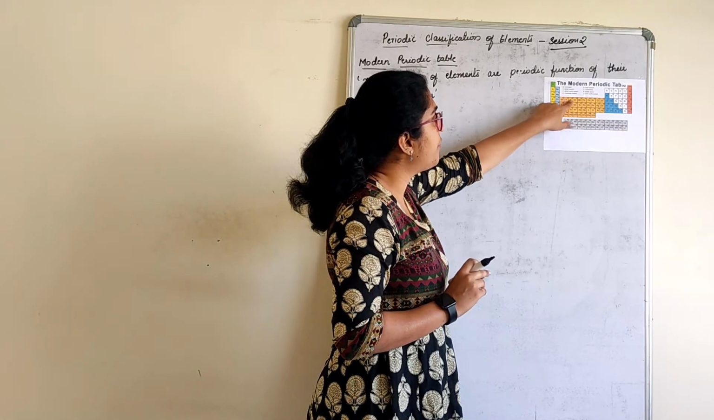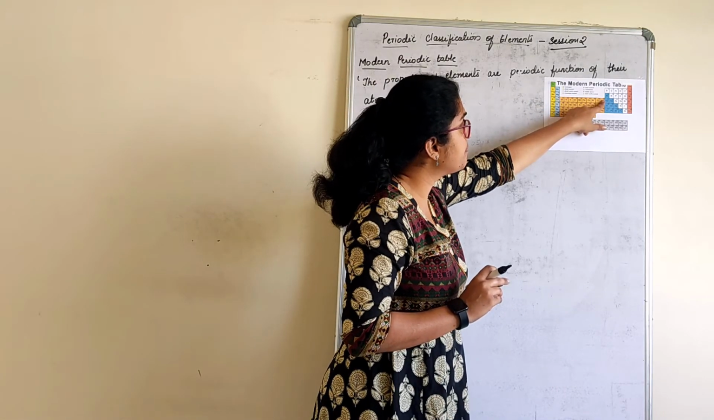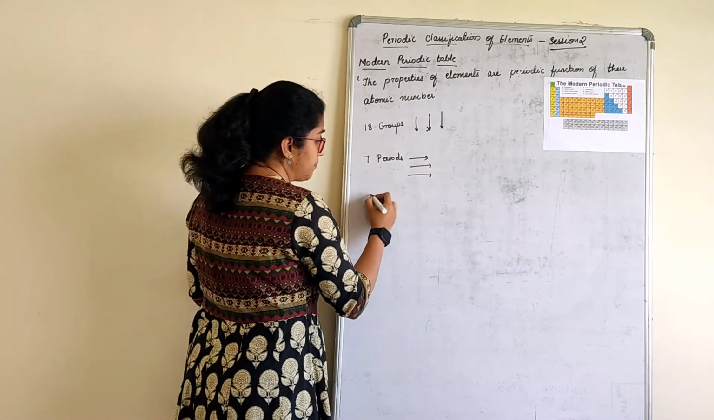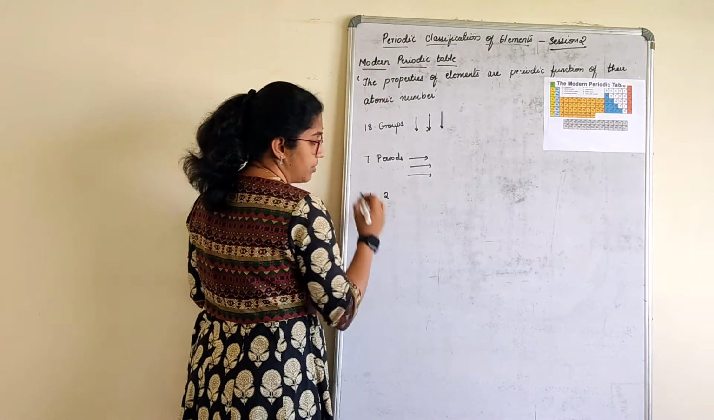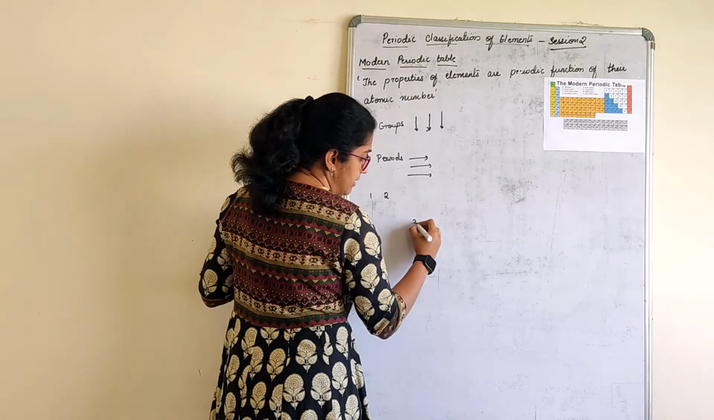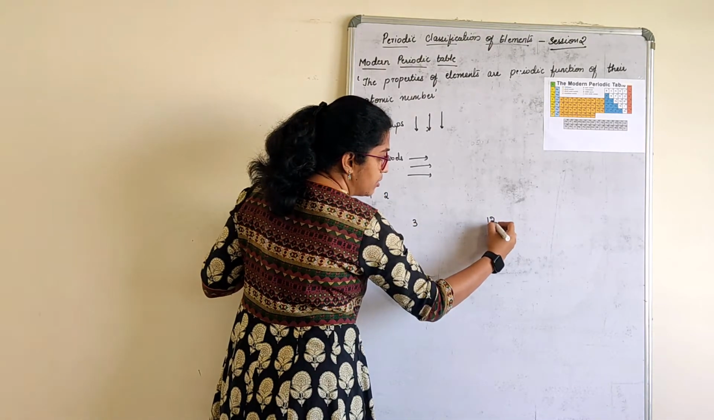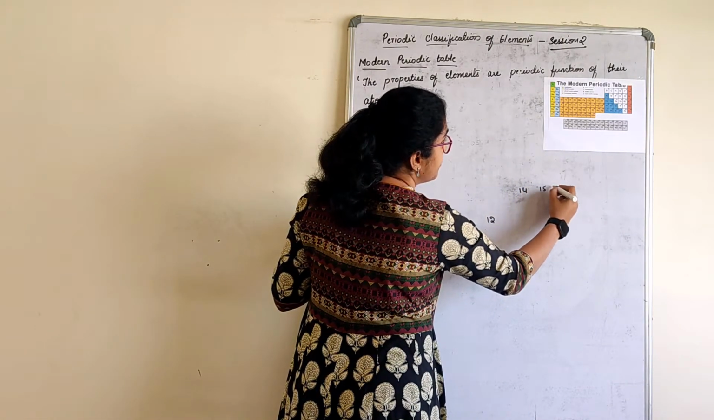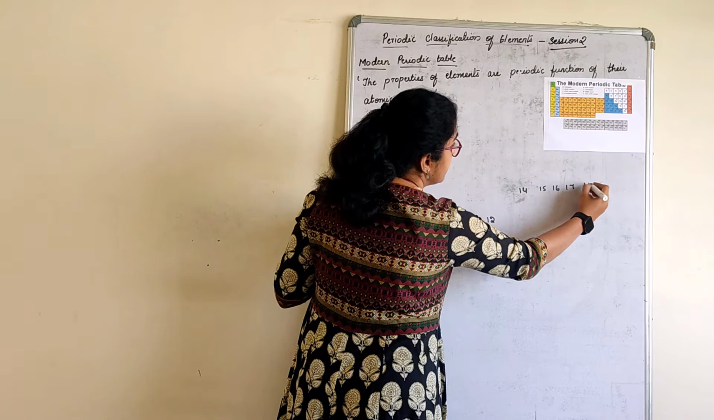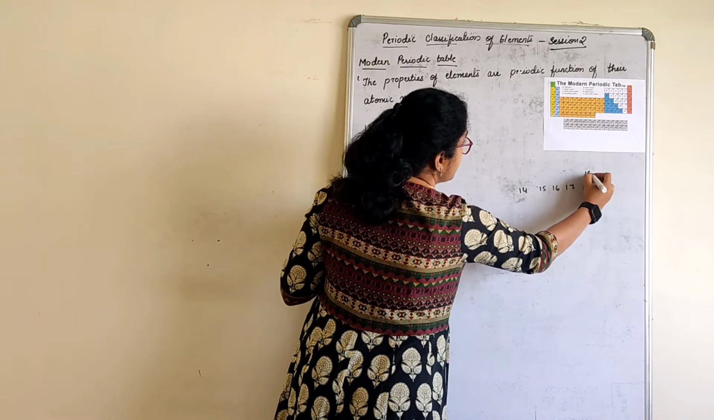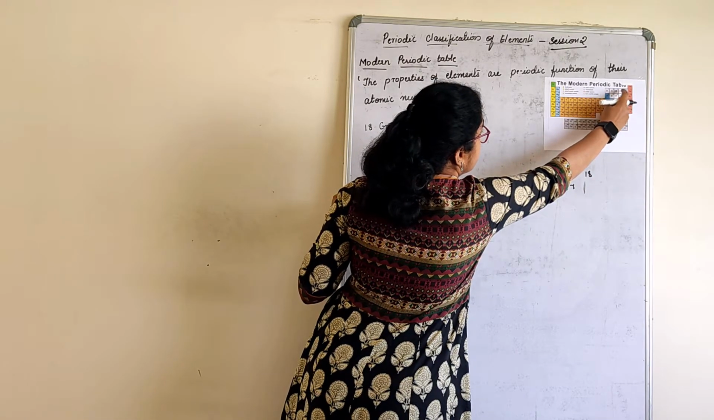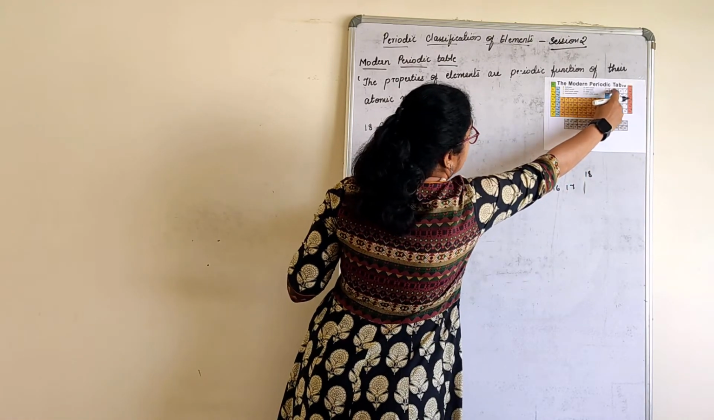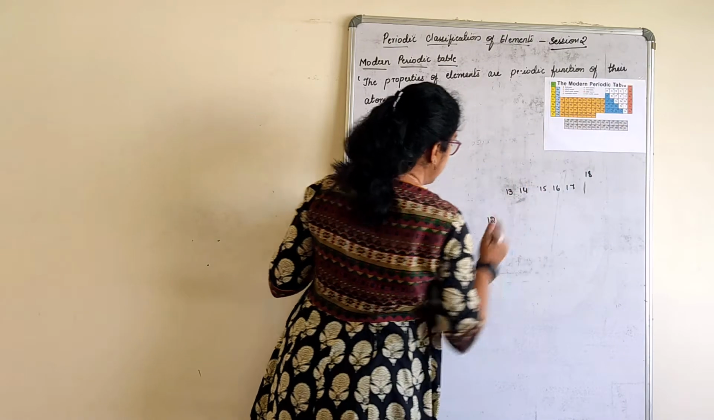Group 3, 4, 5 up to group 12, sorry, group number 1 and 2. Then we have a block like this, group number 3 to group number 12. Then again we have here 13, 14, 15, 16, 17, 18. Sorry, from 13 I had to start.